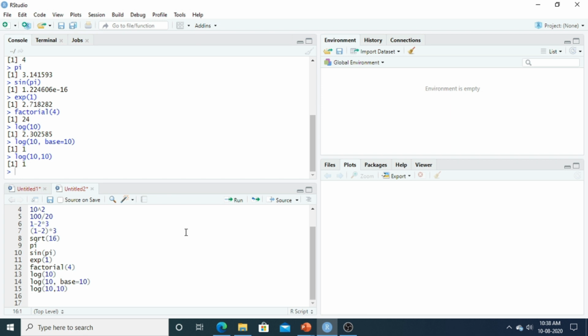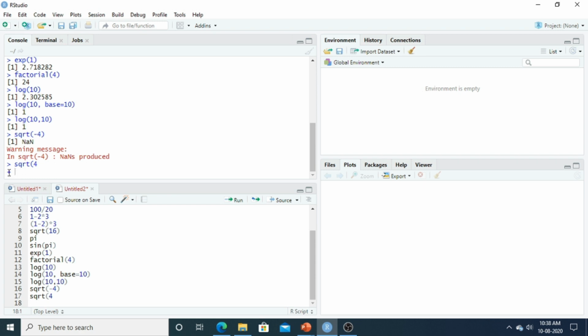Okay, let me do some more. Suppose you want square root of minus 4. What is happening? You are getting NaN, which means not a number, since you are trying to obtain a square root of a negative number. Similarly, suppose you are interested to obtain square root of 4, and suppose you have forgotten to give the right bracket. So you see here it is incomplete, you are getting a plus sign, so your command is incomplete, that's why it is not being executed. You need to complete it, then only it is going to be executed.